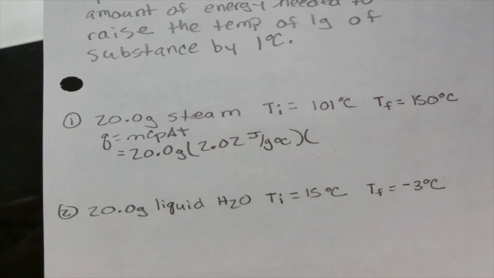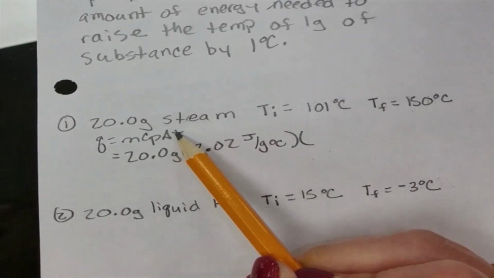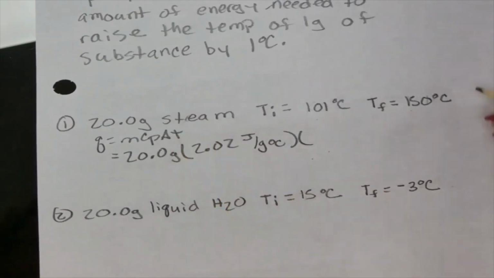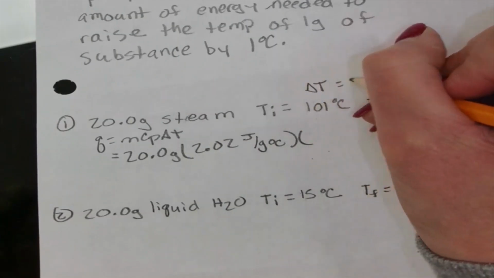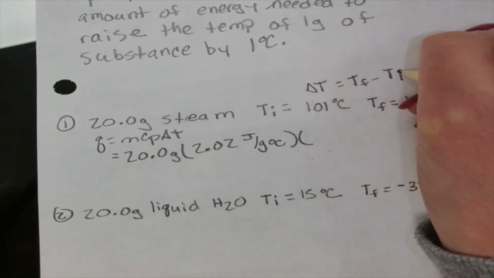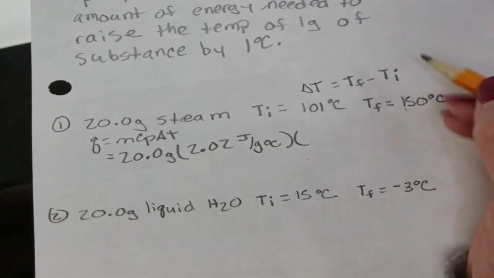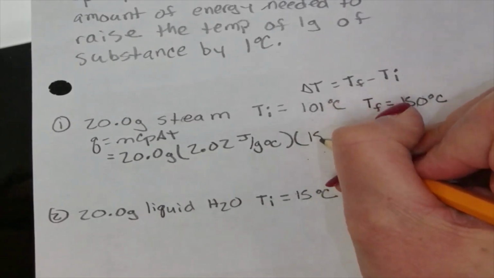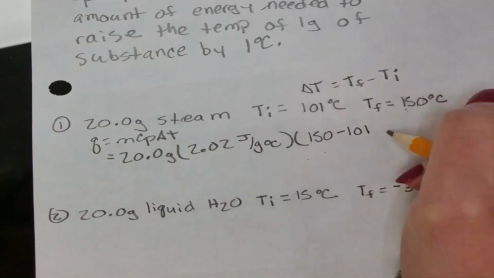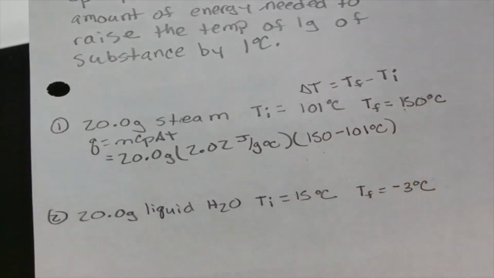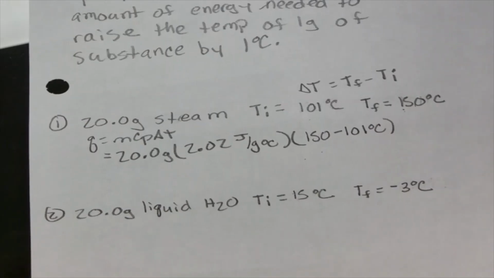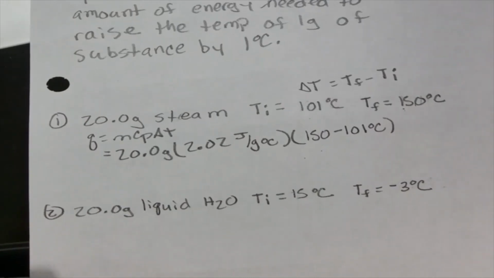And my change in temperature. This is delta T, the change in temperature. It will always be final minus initial. So my final temperature is 150 and my initial temperature is 101 degrees Celsius. So when I plug this into my calculator, I'm going to get a value of... let me plug this in real quick.